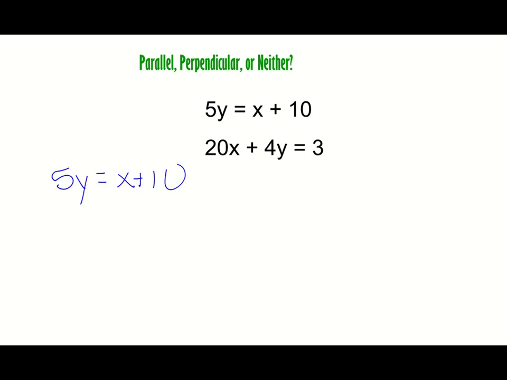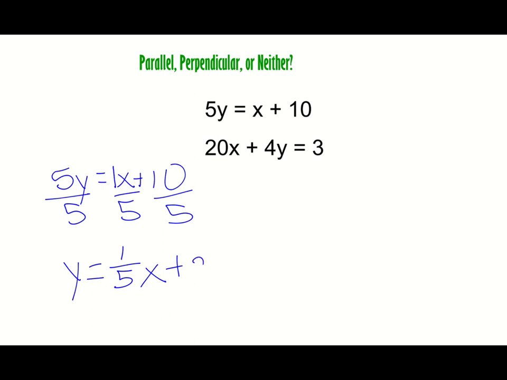All I need to do is get y by itself. So I'm going to divide by 5. So I get y equals, now it helps me here if I think of this as a 1x because it's easier for me to see that fraction. So I have 1/5 x and then 10 divided by 5 is 2. Okay, so now that one I can see that my slope is 1/5 because it's by the x, it's in slope-intercept form. So let's go to the other one.